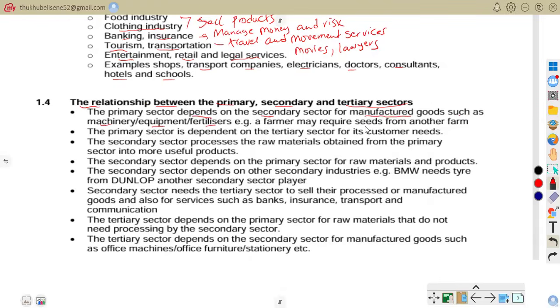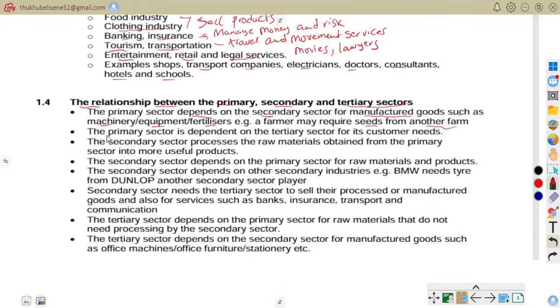Example, a farmer may require seeds from another farm. So we are saying primary depends on secondary, meaning you need equipment and tools, like we have talked about: machines, equipment, fertilizers. Because farmers use tractors made in factories. So that is what we're saying: the primary sector depends on the secondary sector.